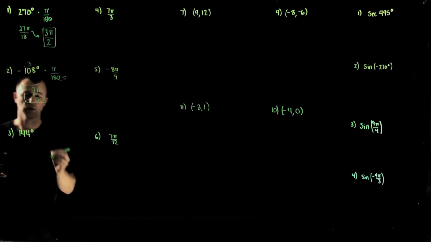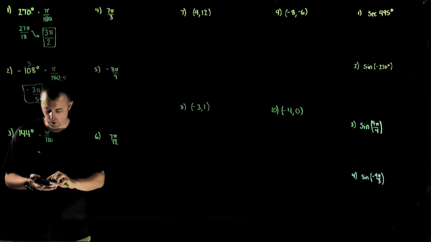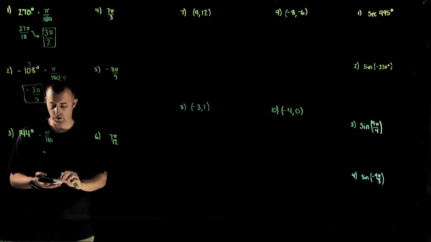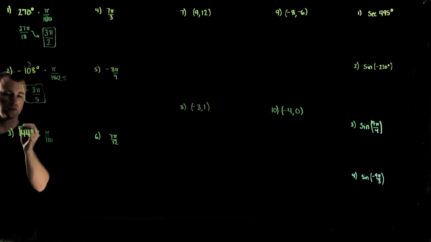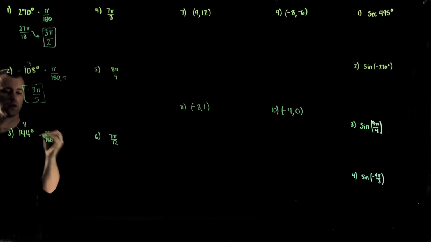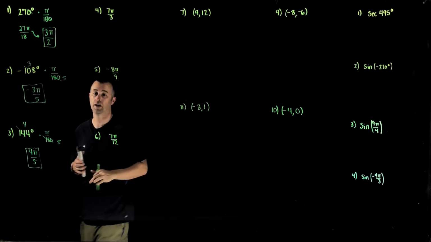Do it one more time with the 144. So this is going to be pi over 180 once again. And again, 144 divided by 180, just saving time here for the sake of the video, that's 0.8. So we're going to get 4/5. So these cancel, you get 4 and 5, and you end up with 4 pi over 5. So again, all we're doing is multiplying by pi over 180.